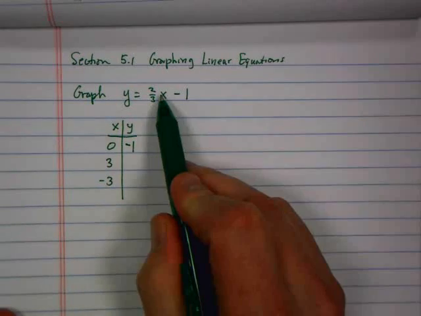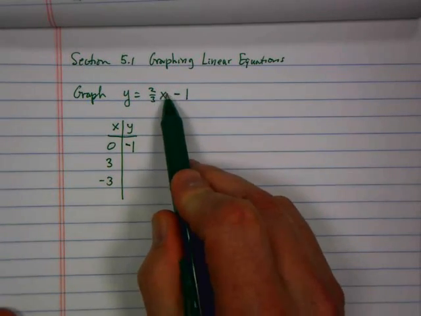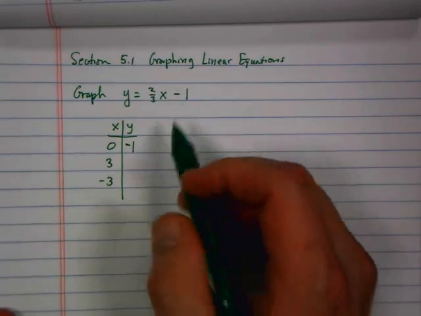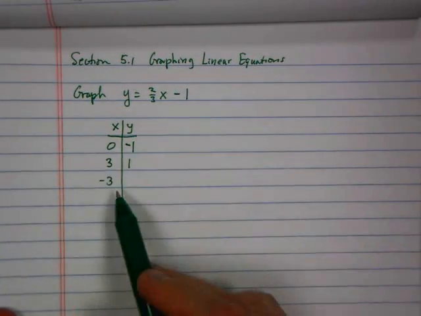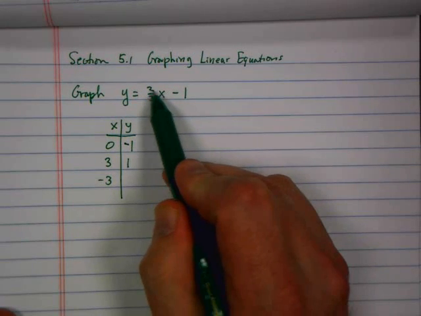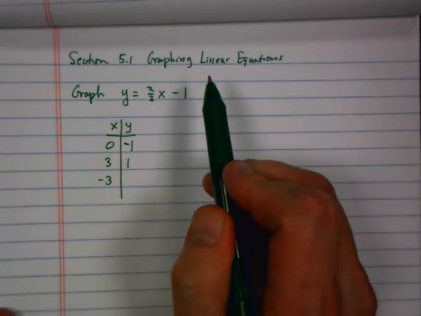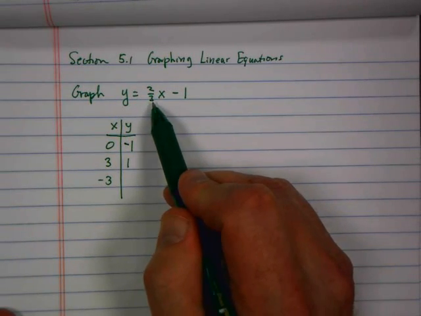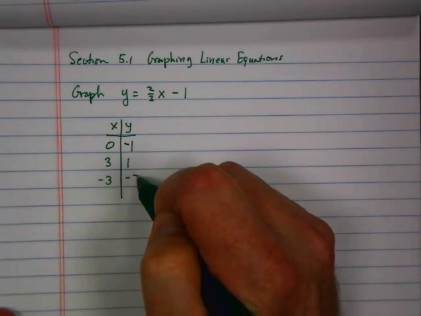So you plug 3 in. What's 2/3 times 3? The 3's cancel out and you're left with a 2. 2 minus 1 is 1. And then we plug in -3. What happens when I take 2/3 and multiply it by -3? The 3's cancel out and I'm left with -2 minus 1 is -3.